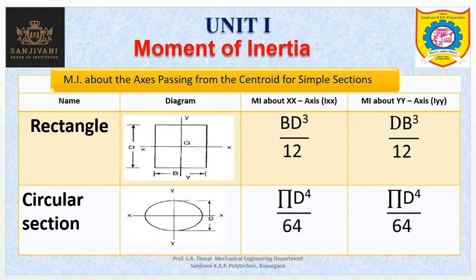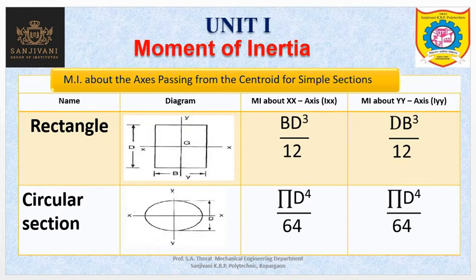Now if you concentrate on the formula bd cube by 12, the simple logic behind this formula is, when you are going to calculate the moment of inertia about the x axis, first you have to take the side which is parallel to the x axis, that is b. Then you have to take the cube of the remaining side. Remaining side is d, so bd cube by 12.